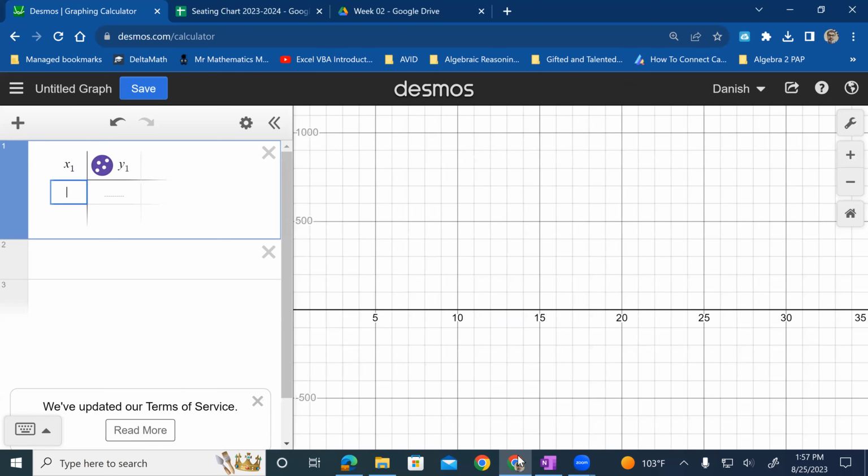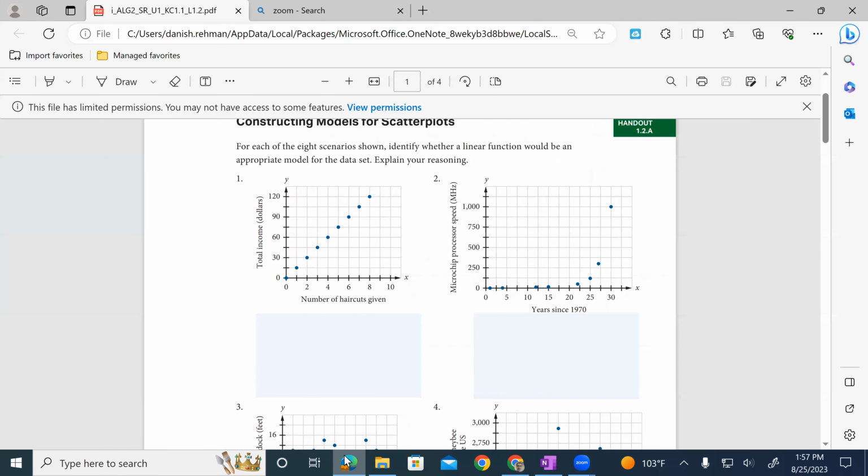Are you with me? Did you do that? On your Desmos, click on this plus button and then add the table. If I start from question number 1, and where is question number 1? What's the value of X for the first point? When I'm saying the first point, I'm asking about the value of this and this.